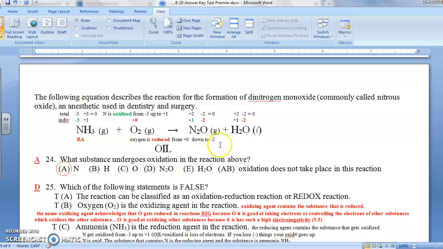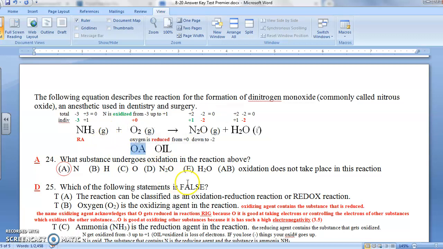What does that mean? Well, the substance that contains the thing that was reduced is called the oxidizing agent. That's where the term oxidizing agent came from, the element oxygen, because oxygen is famous for being able to get reduced in a reaction. It's famous for gaining control of electrons in reactions. So the substance that gets reduced is called the oxidizing agent.